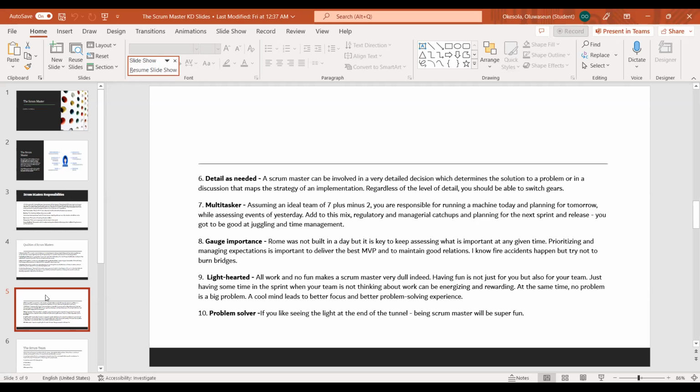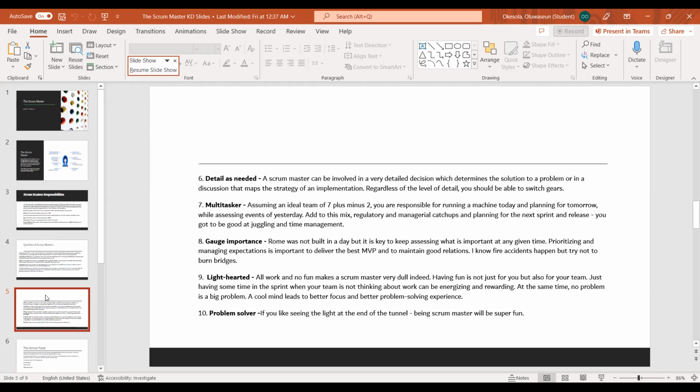Then, light-hearted. All work and no fun makes a Scrum Master very dull. So a Scrum Master should be able to have fun while they are working. A Scrum Master needs to be able to create an enabling environment for the Scrum team. As a Scrum Master, it is your duty and responsibility to relax your team, to make them feel comfortable. It's not just about the seriousness of the work at every other time. At a point, we should understand that human beings are vulnerable. A Scrum Master understands the vulnerability of humans. Outside work, people go through a lot. It's just a level of emotional intelligence. A Scrum Master takes this into consideration and ensures that the workspace is fun, enabling, and easy and comfortable for people to thrive in, right?